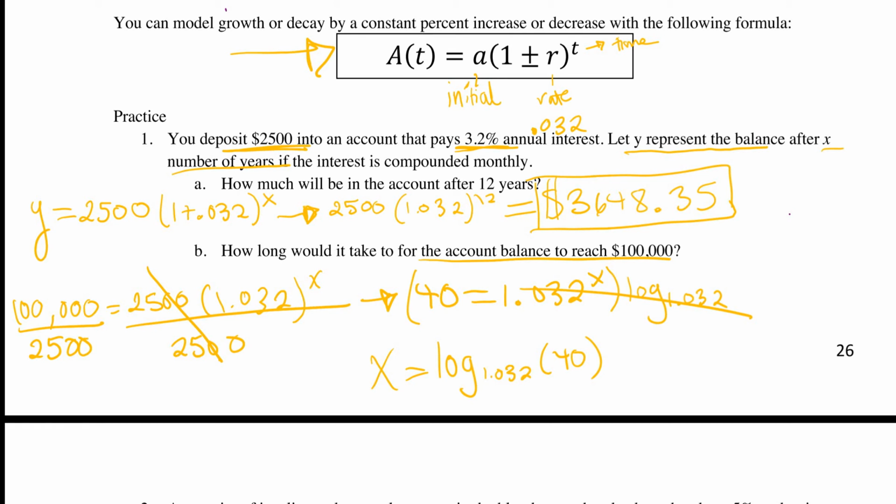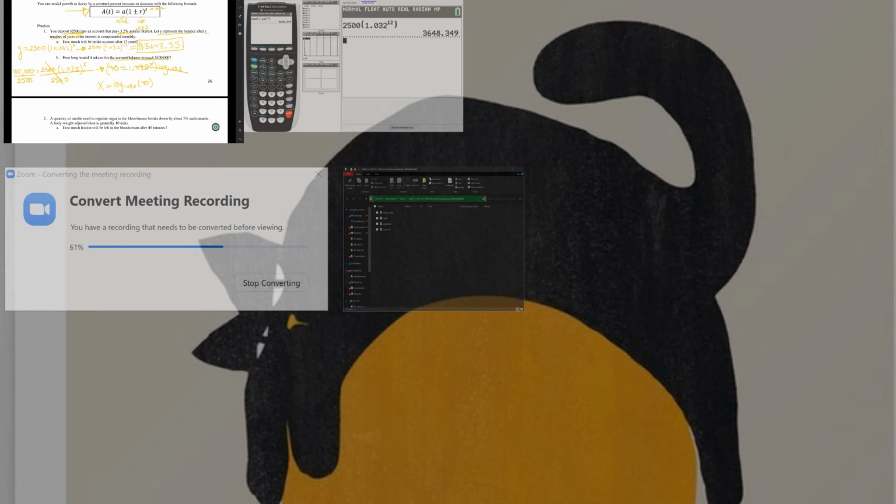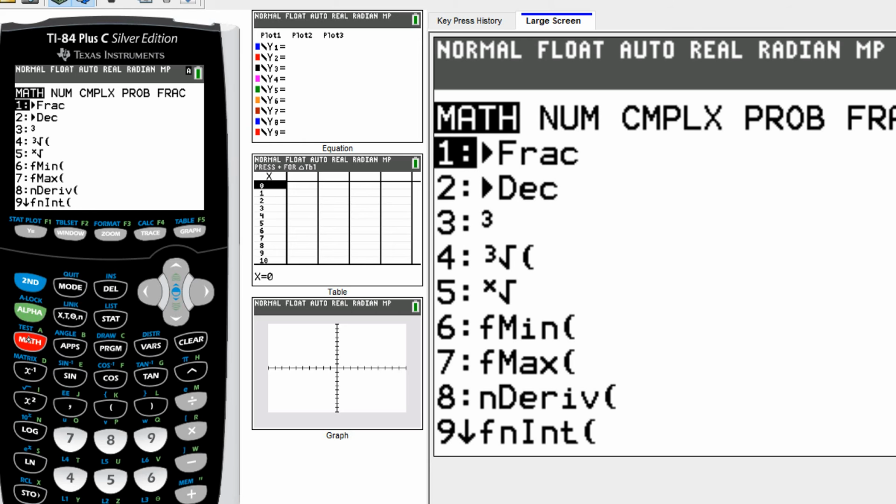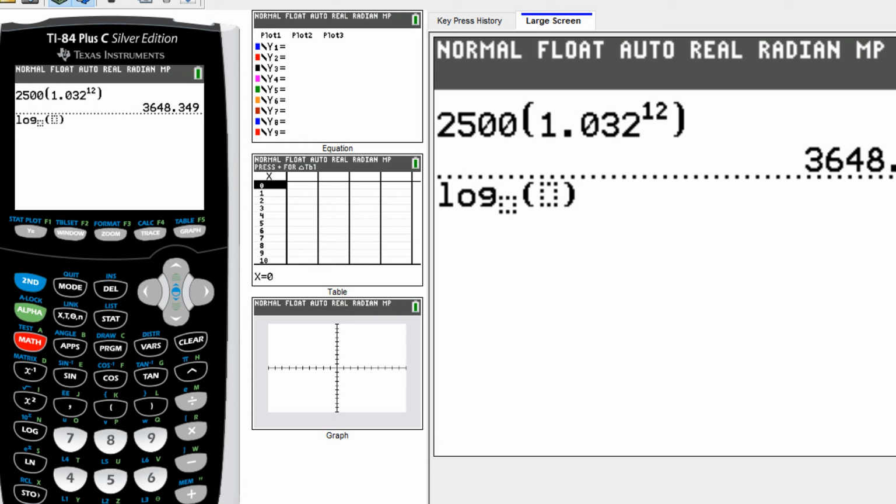Now when I plug this into my calculator, hopefully this will work, we should get math alpha math, log base 1.032 of 40.